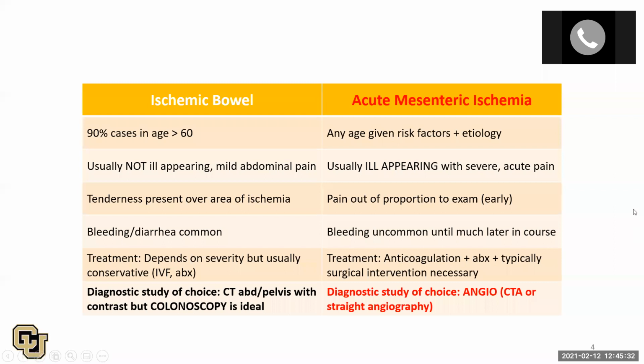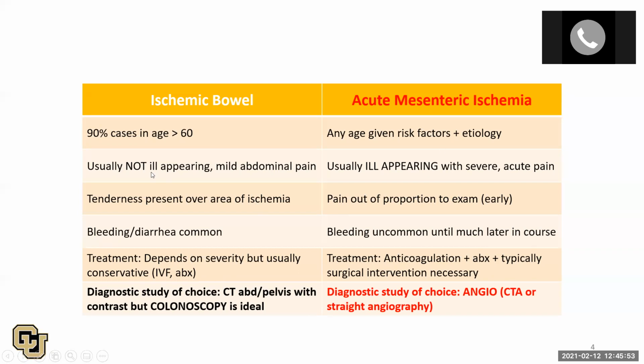So let's talk about the difference between ischemic bowel and acute mesenteric ischemia. This is something that always confused me. For a long time, I thought this was the same thing, which it is not. So we should be thinking about that differently. They're on a spectrum, which is that all of these are related to blood vessels not supplying enough blood to different parts of the bowel, right?